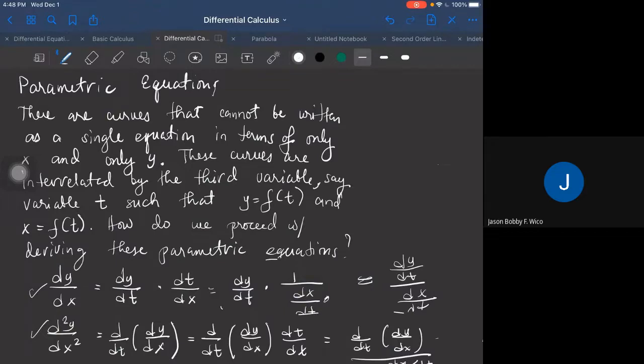Often, the equation of a curve is not given as y equals f of x, but instead, both x and y are given as a function of a third variable, in this case, let's say t. When this is the case, the equations are called parametric equations and are interrelated by the third variable t.